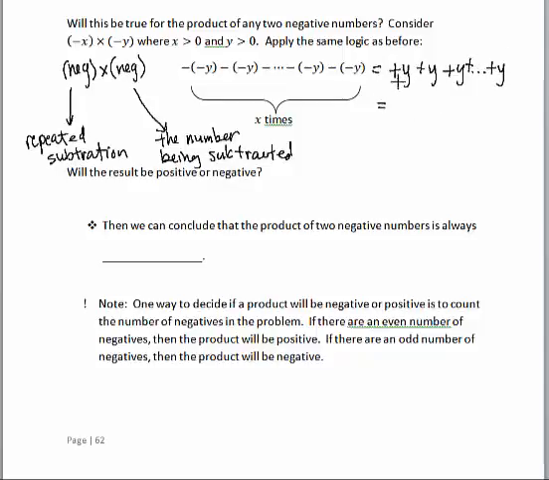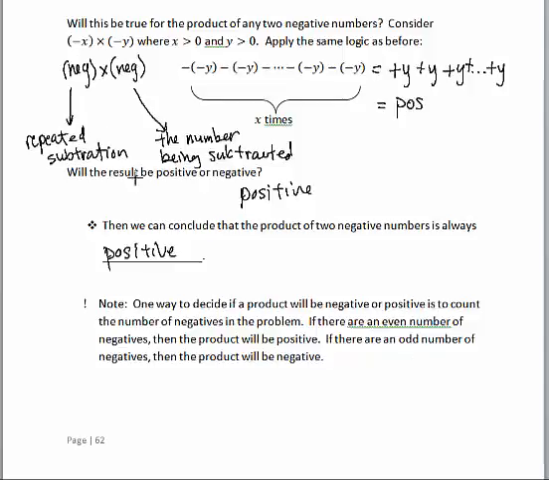So if we're merely adding a string of positive numbers, we get a positive result. A negative times a negative is a positive number. Okay, you can write positive here to complete the workbook. Okay, 2 negatives multiply to give us positive.